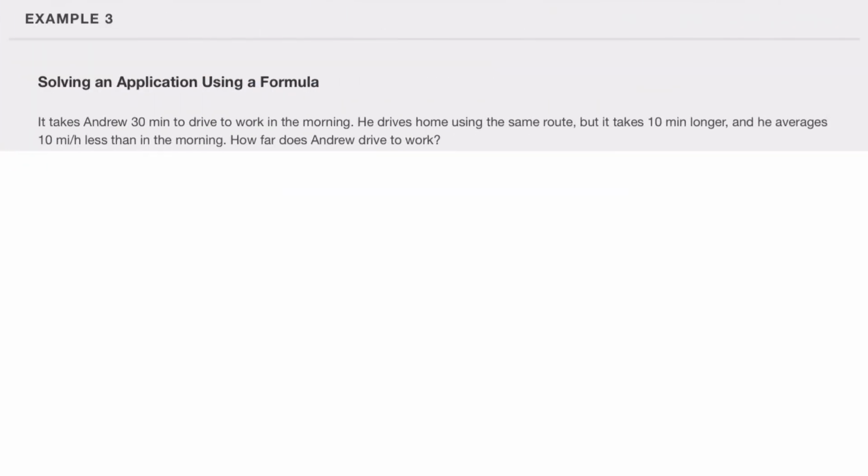Okay. So solving the application using a formula. It takes Andrew 30 minutes to drive to work in the morning. He drives home using the same route, but it takes 10 minutes longer, and he averages 10 miles per hour less than in the morning. How far does Andrew drive to work? Okay. So the formula here that we're using is distance equals the rate times the time.